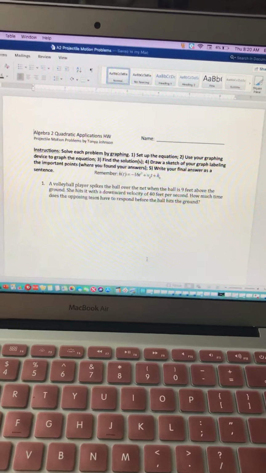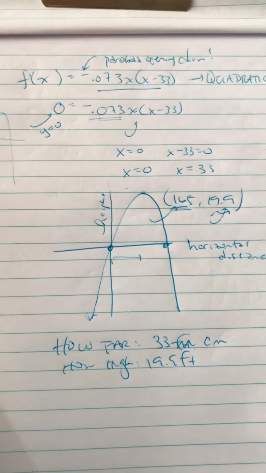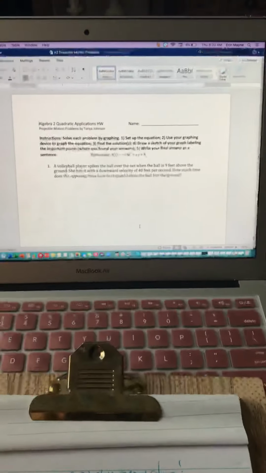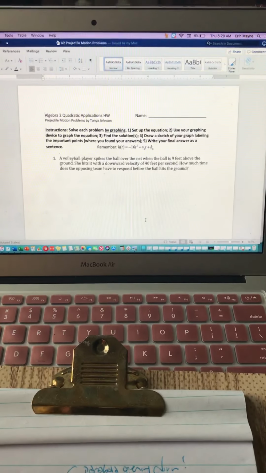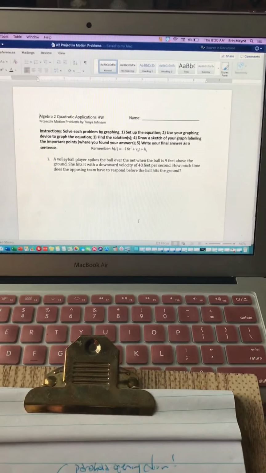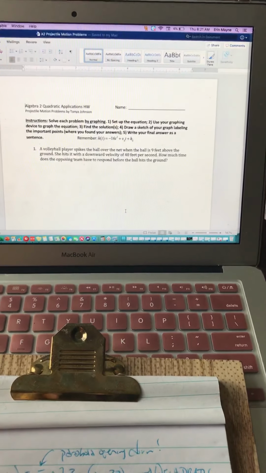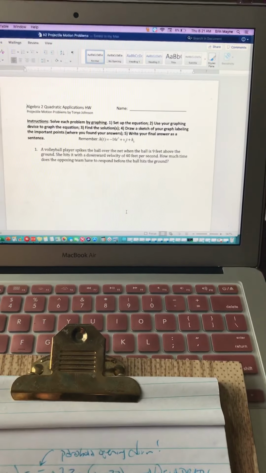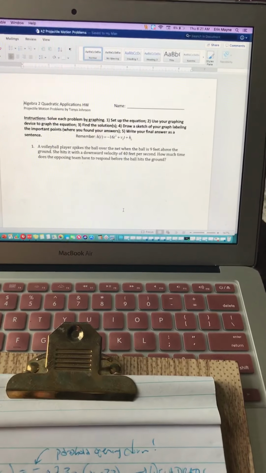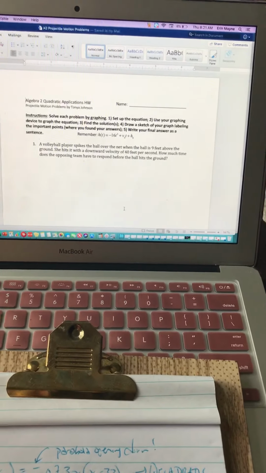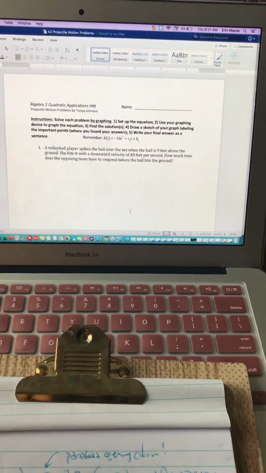So notice on my graph, I'll go back to it here for a second. On my graph, I labeled the x-intercepts to give the horizontal distance. I labeled the vertex to give the height. Finally, write your final answer as a sentence. So listen to how we'll do this first question together. A volleyball player spikes the ball over the net when the ball is 9 feet above the ground. She hits it with a downward velocity of 40 feet per second. How much time does the opposing team have to respond before the volleyball hits the ground?